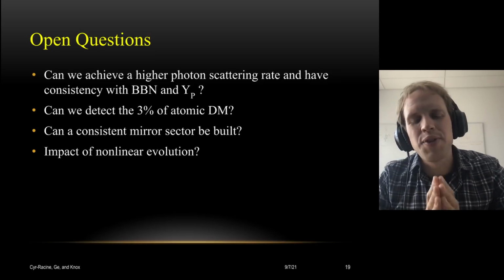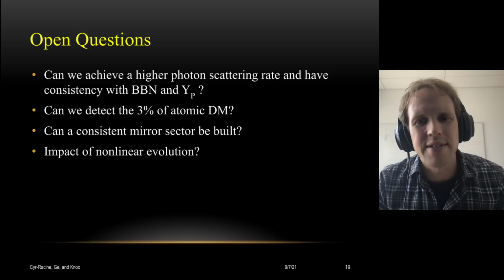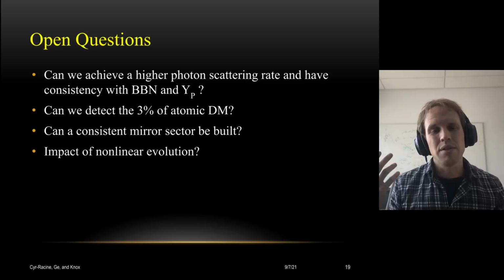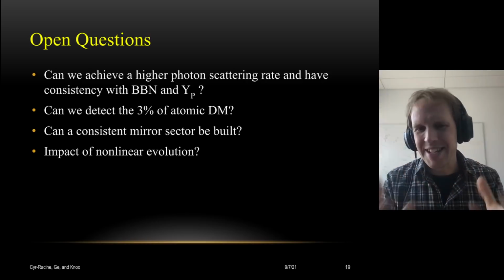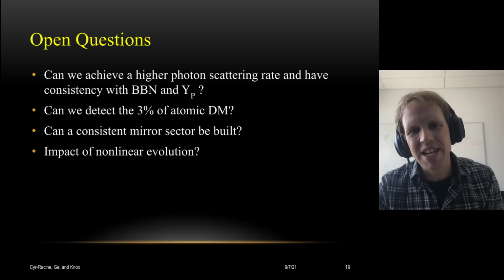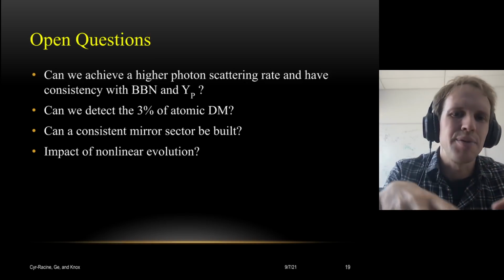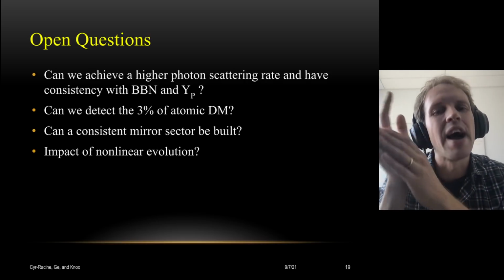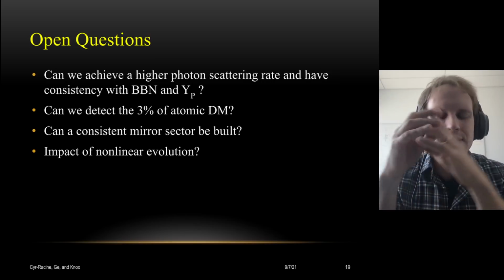So I'm going to go through a few points, and then Lloyd has a few more you probably want to discuss. And I think that again, the biggest elephant in the room, and the thing that will, if anything, break this whole idea and symmetry, is whether we can achieve this higher photon scattering rate while maintaining consistency with Big Bang nucleosynthesis and the primordial helium abundance. Can we find a way to do this? Maybe there's some ideas out there. So this is the biggest question.